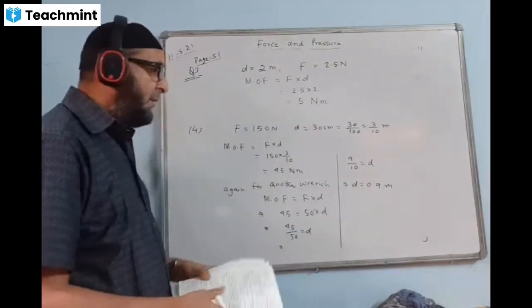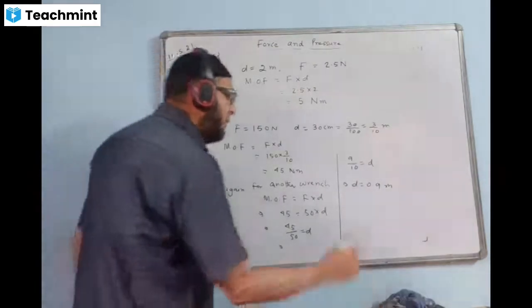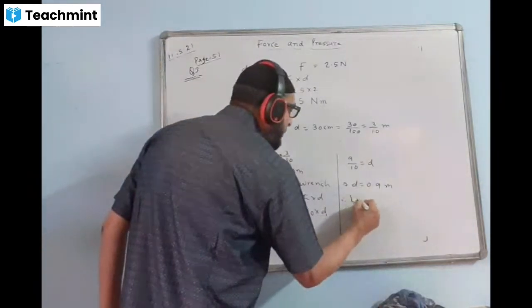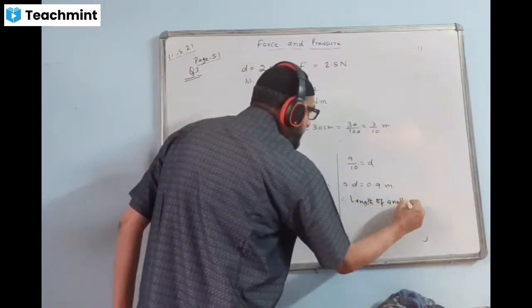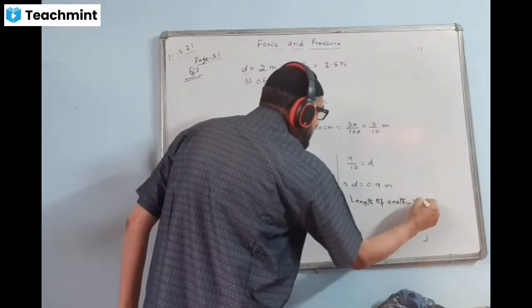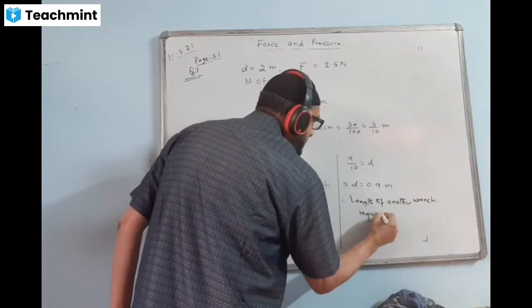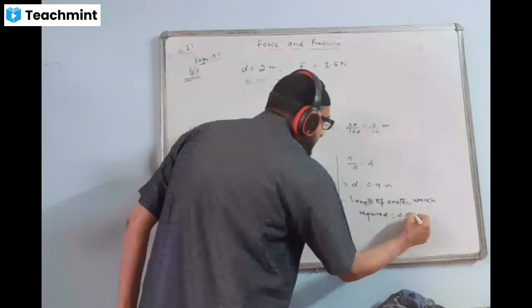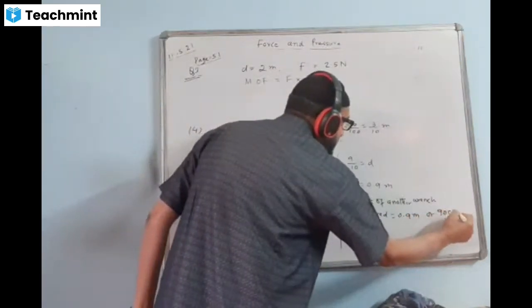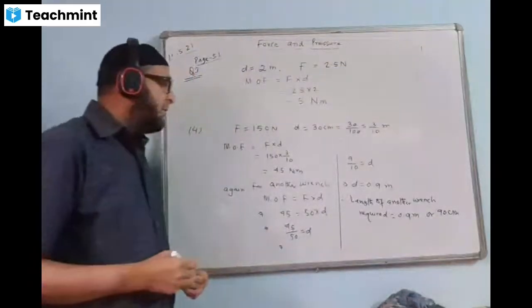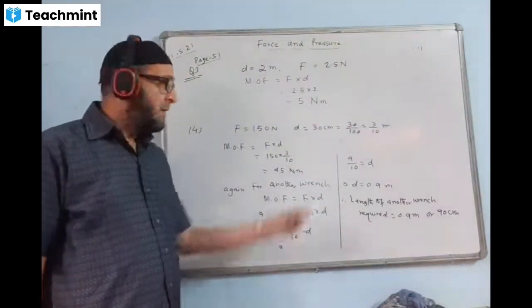Therefore, 0.9 meter is same as 90 centimeters. Therefore, length of another wrench required is equal to 0.9 meter or 90 centimeter. We are changing to centimeters, so we multiply by 100. The answer will come 90 centimeter. That's the answer.